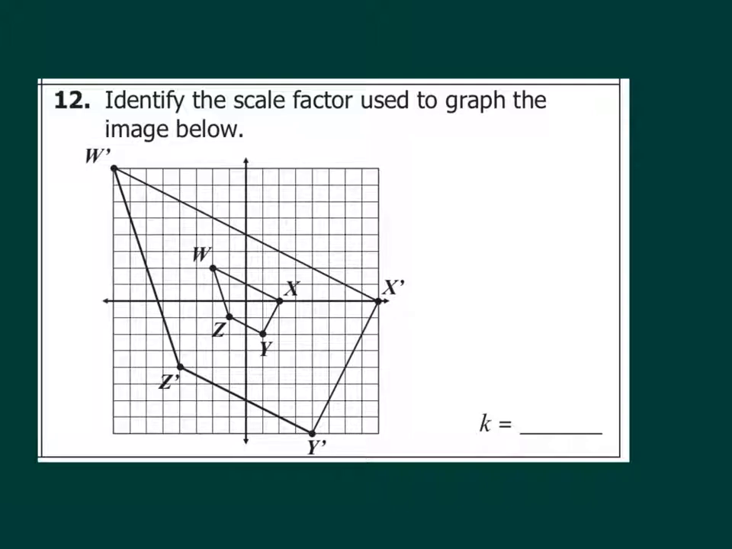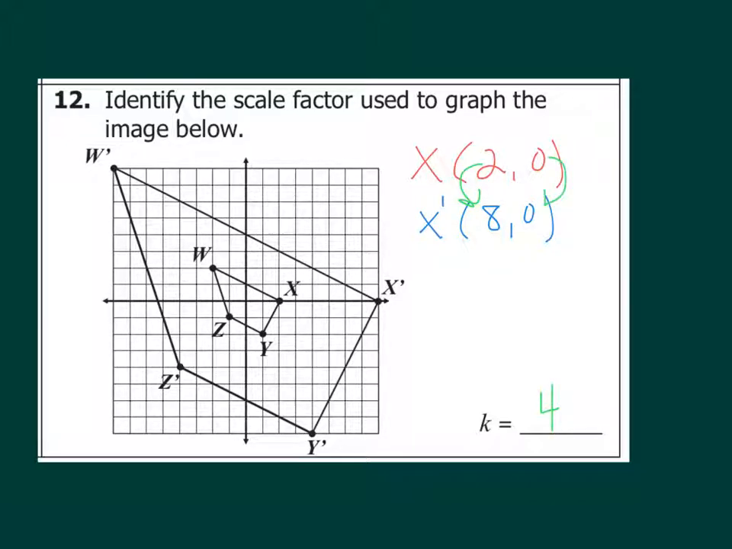So press pause and identify the coordinates of both X and X prime. Press pause. So I was able to identify X as being at coordinate 2, 0, and X prime as being at 8, 0, 8 to the right. Now the question is, how does one go from 2 to 8? Well, it was an enlargement, and so I'm going to multiply by 4, of course. So K has a value of 4.